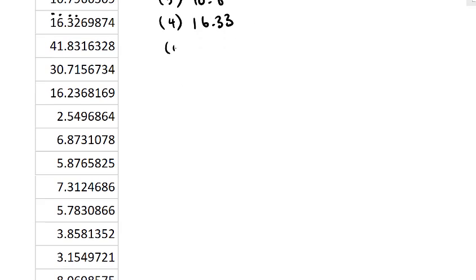Let's go to 1 significant figure, so it's going to round down to 40. Let's go to 3 significant figures, 1, 2, 3, so that one's going to go to 30.7. Let's go to 4 significant figures, 1, 2, 3, 4. It's going to round up, 16.24.